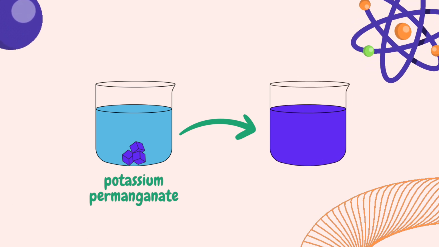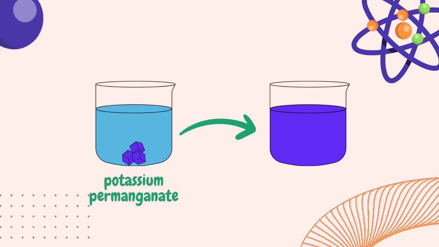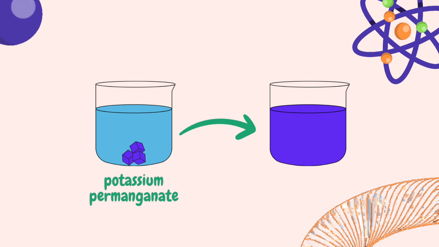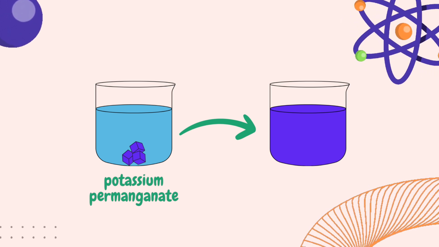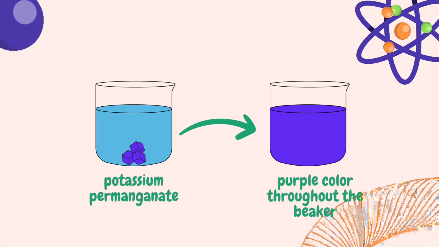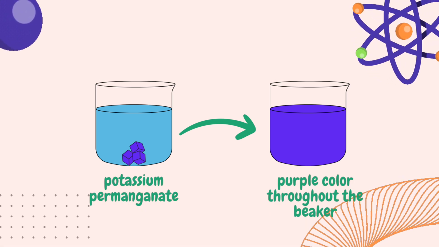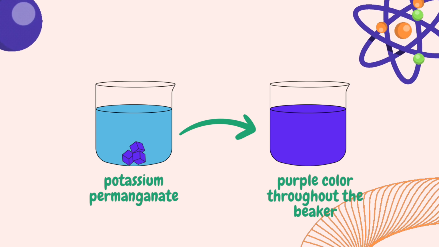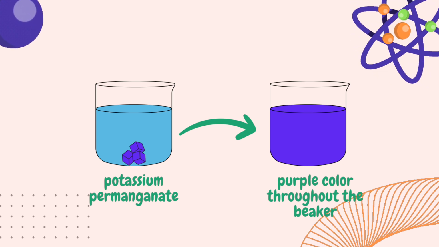The observed results revealed that the potassium permanganate crystals undergo dissolution, leading to the dispersion of a distinctive purple color throughout the beaker. This dispersion of color serves as a visual indicator of the diffusion process occurring within the liquid medium. What is the explanation for these results?